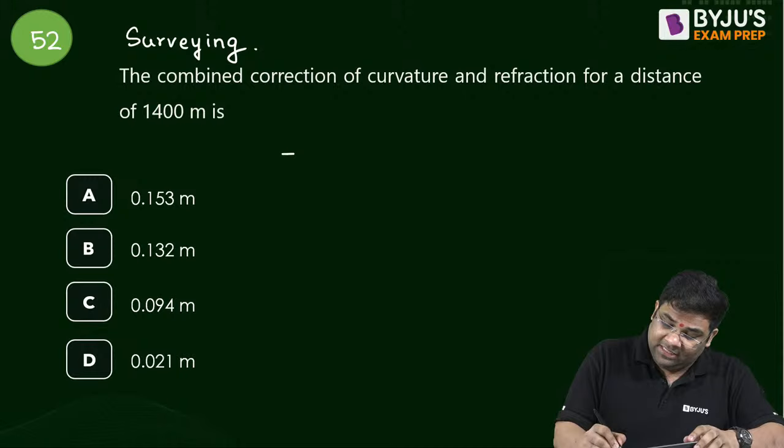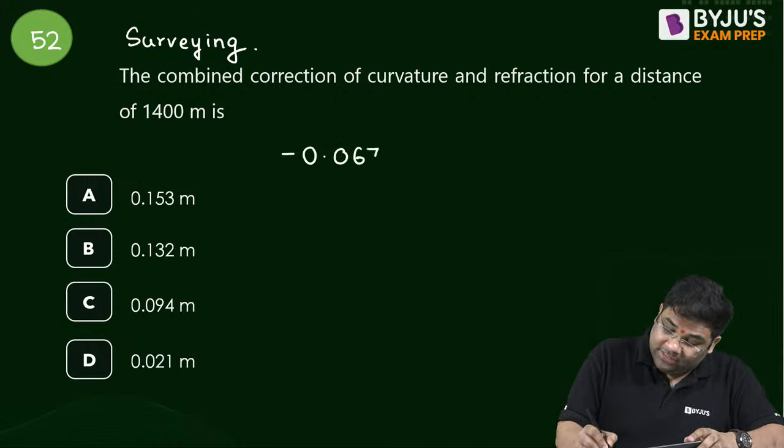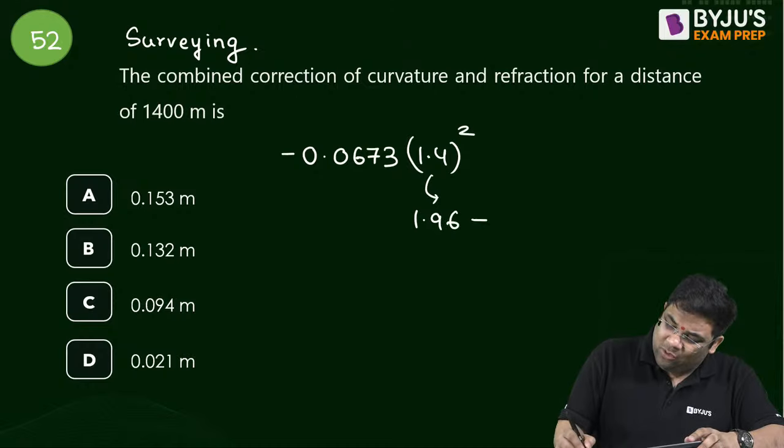Combined correction, very easy. Minus 0.0673 d, where d is in kilometers squared. Yes, this is 1.5 squared. This will be 1.96. I can almost take it as 2. So 2 into this will give me how much?